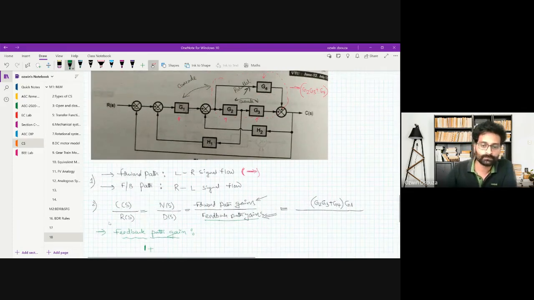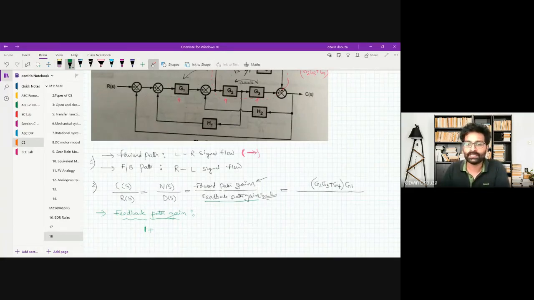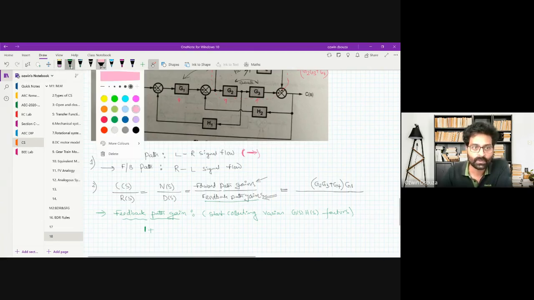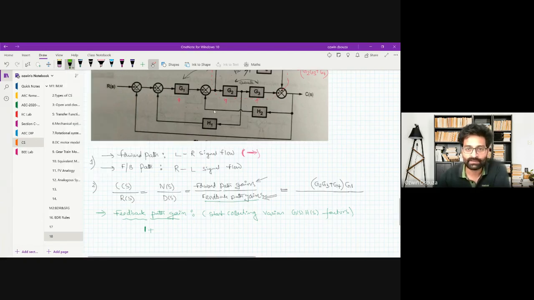So firstly let us write 1 here, 1 plus, and then you start collecting various G(s) into H(s) factors. Now if you inspect closely, I'll use this green color to identify the various feedback loops.